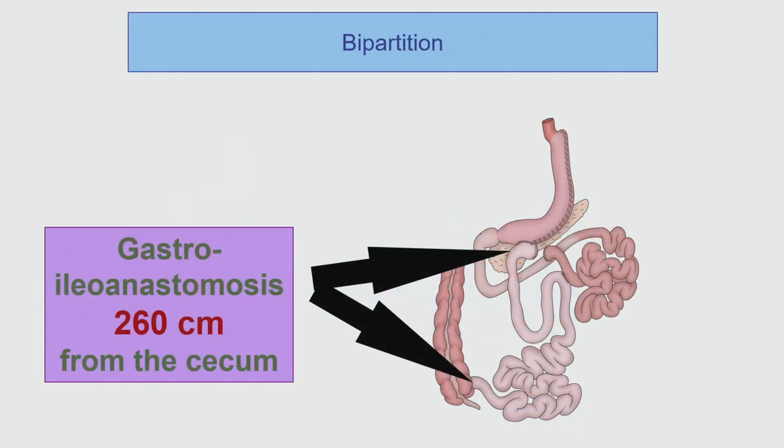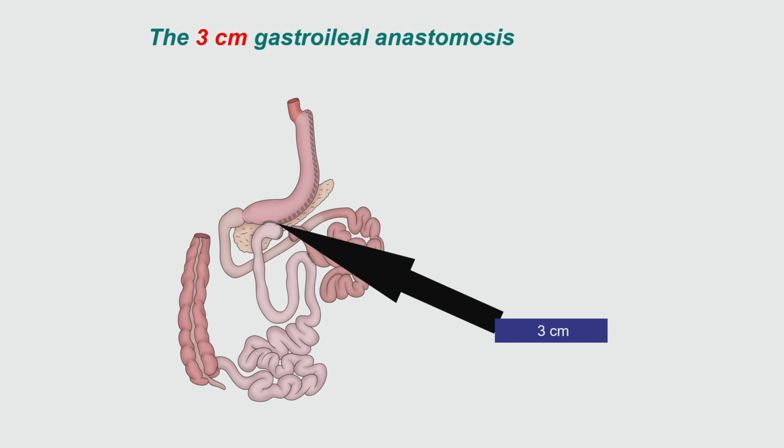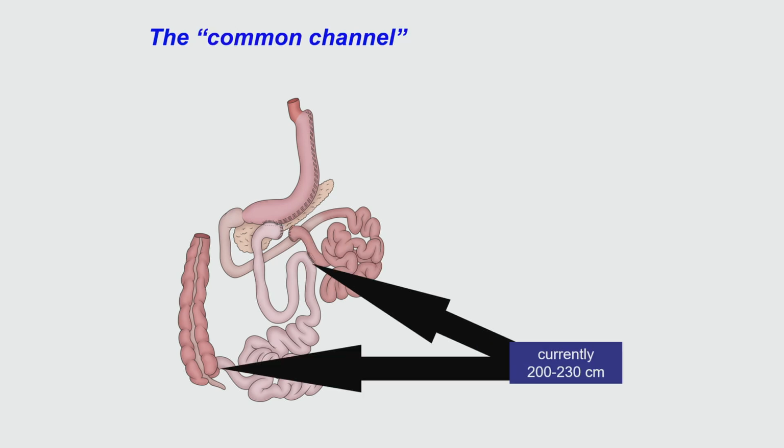The gastroileal anastomosis at the beginning, following Santoro's proposal, was 250 cm from the ileocecal valve. There are some changes. At the beginning, the length of the anastomosis was 3 centimeters. We can discuss later on with the different expert speakers we are having here. At the present time, they are performing the anastomosis between 200 and 230 centimeters from the ileocecal valve.